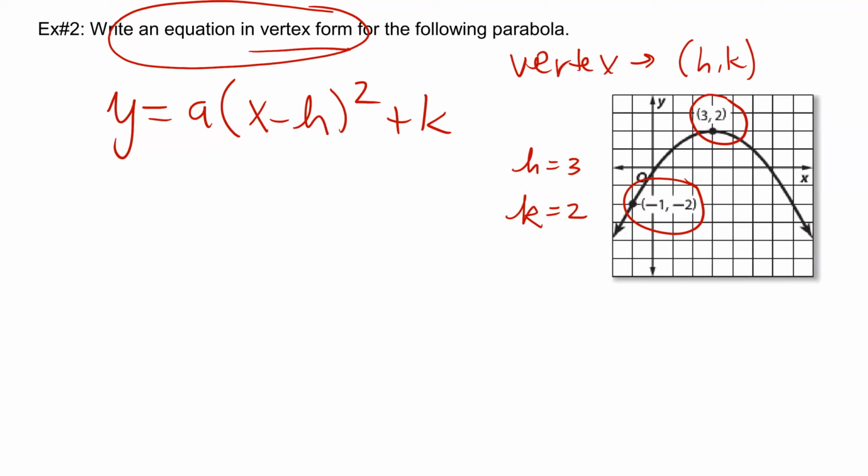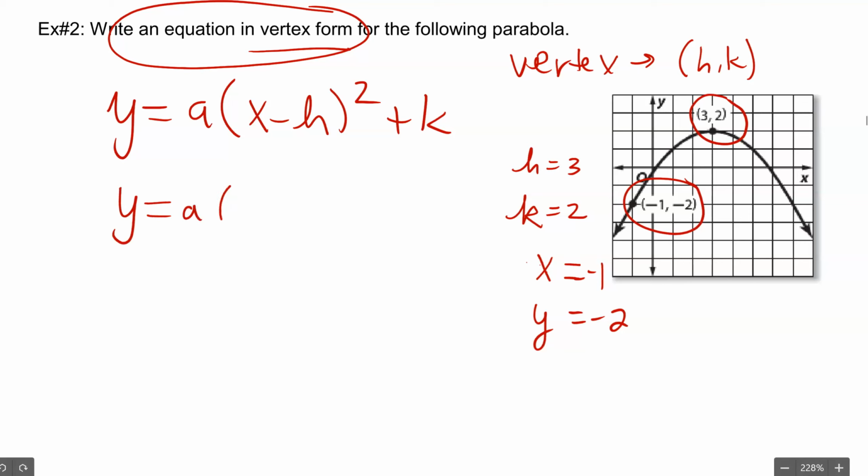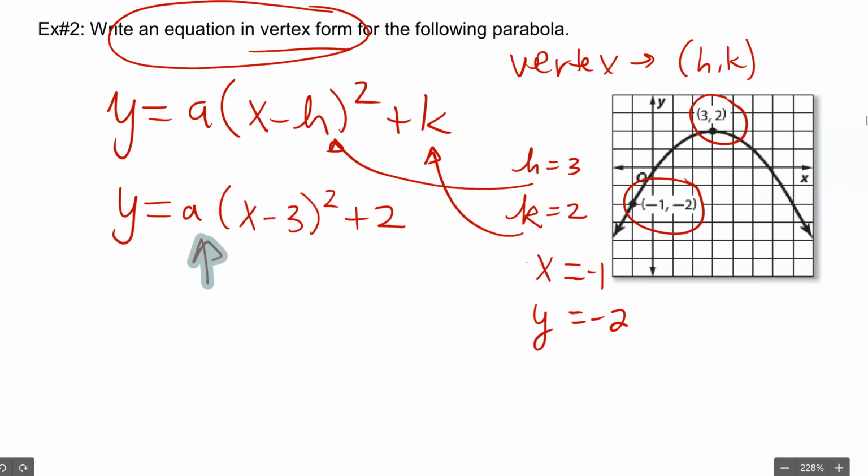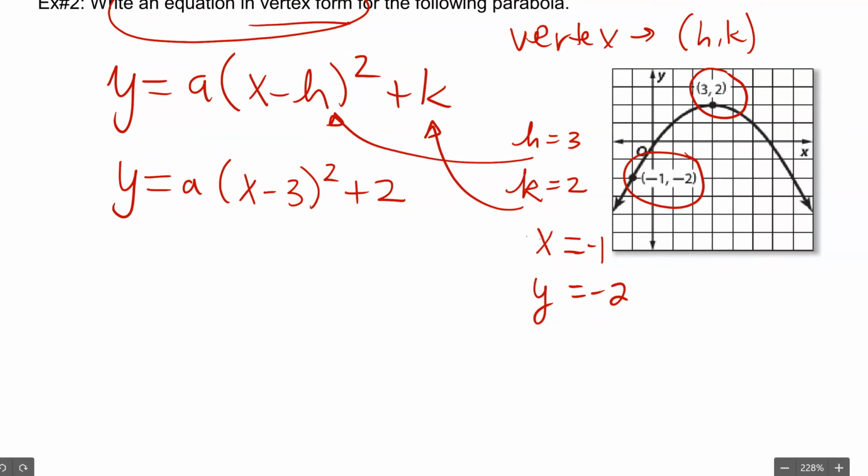Okay, so I'm using this other point, -1, -2, so my x value is -1, my y value is -2. Because I have to find a. Before I can write a general equation, I have to find a. Right? Because if I would just plug in right now, I have y equals a times x minus 3 squared plus 2. Because I plugged in h and I plugged in k. I have to solve for a before I can box my answer that I found an equation. So, okay. X equals -1, y equals -2.